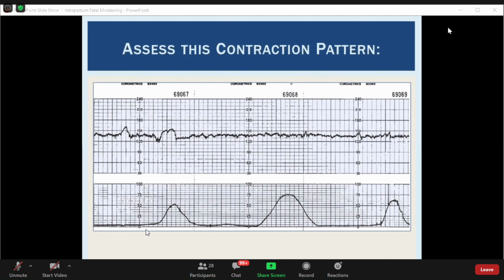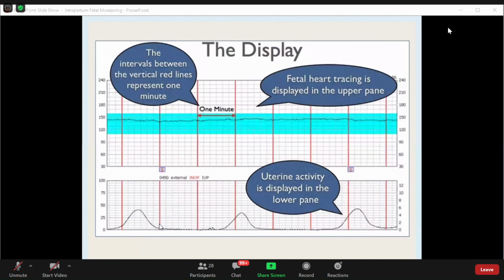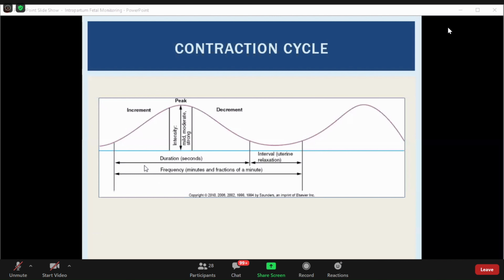Remember I said yesterday, frequency. So go back to your contraction cycle. The frequency is the beginning to the beginning, not peak to peak. It is the beginning to the beginning. That is your frequency.